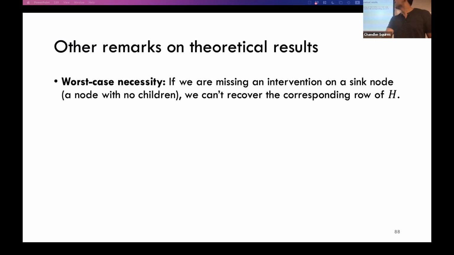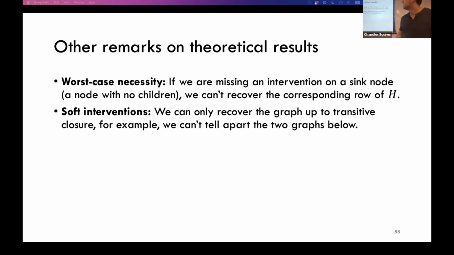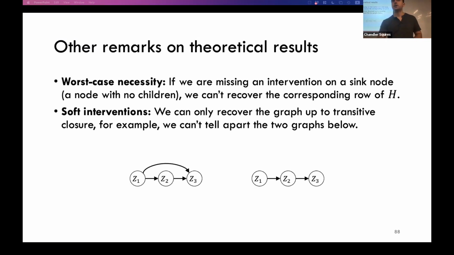So as I said, we also show worst case necessity. We do show a result in this paper for soft interventions, but we show that you can only recover the graph up to transitive closure. By transitive closure, I mean you just add an edge from every ancestor to all of its descendants. So if I took this graph, its transitive closure adds the edge Z1 to Z3. We're not going to be able to distinguish between those two graphs. You can go back and forth.